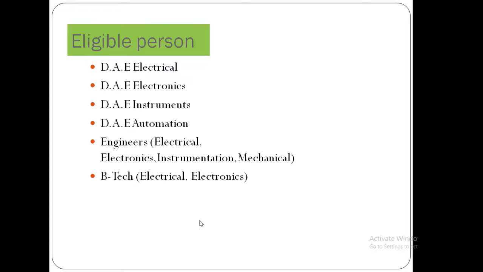This is a complete course, and the graduates and diploma holders eligible for this course are in Electrical, Electronics, Instrumentation, Automation. The engineers who have their degree in Electrical, Electronics, Instrumentation, Mechanical, and the BTEC holders, technologists are also eligible. BTEC Electrical, Electronics, even Mechanical can also take this course and enroll in it. This is a very important course, and industrial automation is totally based on this.